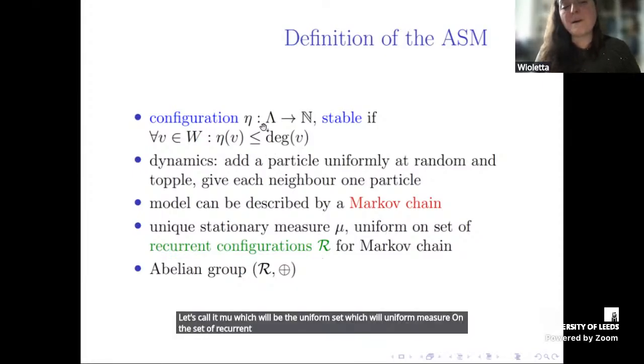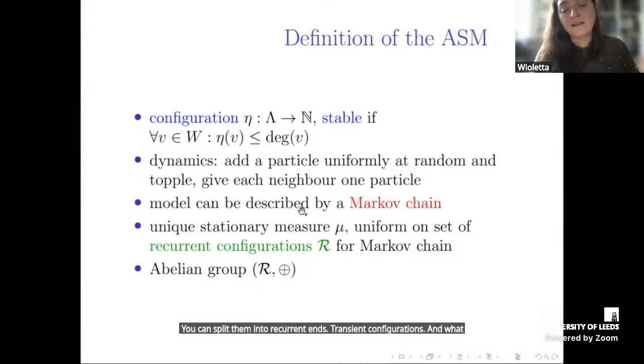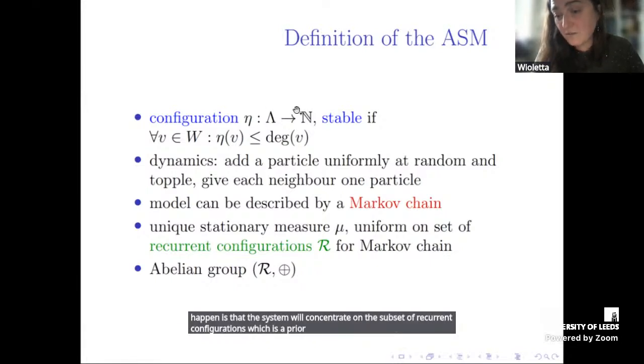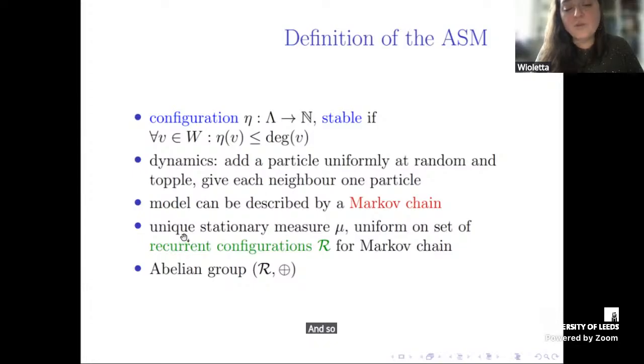Remember, you have a degree to the lambda stable configurations, but if you let the Markov chain run, you can split them into recurrent and transient configurations. What will happen is that the system will concentrate on the subset of recurrent configurations, which is a priori much, much smaller than the whole set of stable configurations. And this we will use.